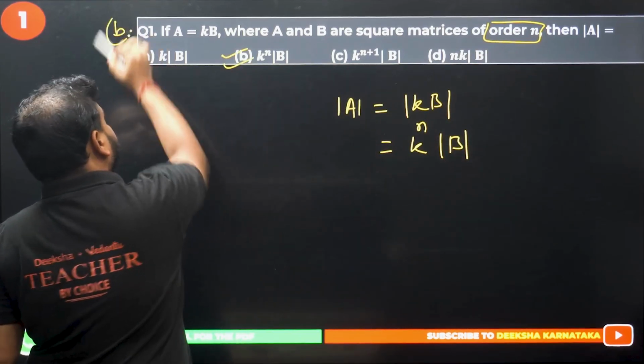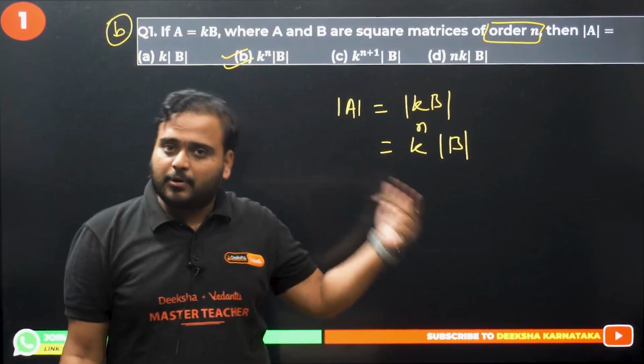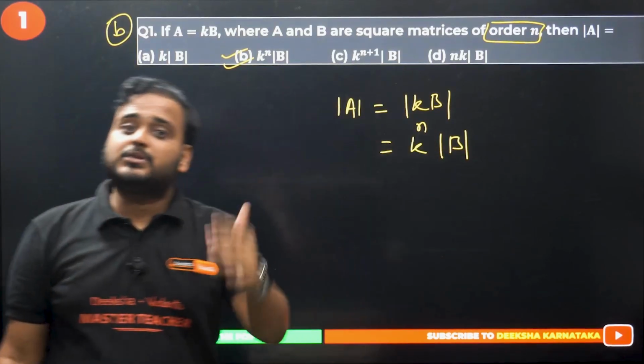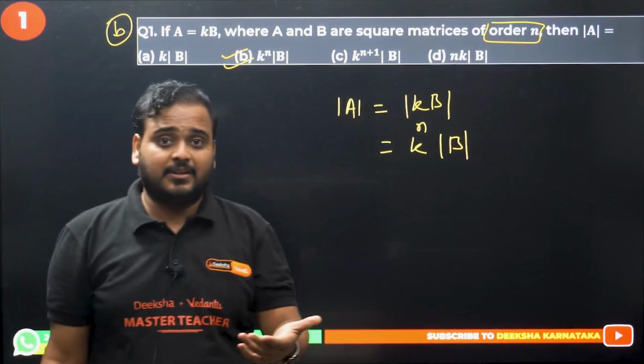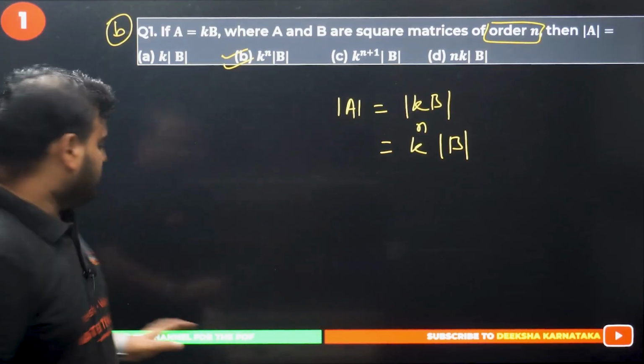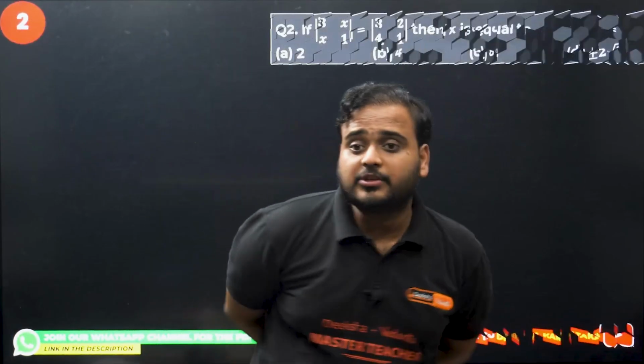Question number 1. Okay, it's a direct property, you don't have to remember any of this. It's a formula that you end up using in a lot of problems, even in KCET as well. Okay, very important property of determinant. Let's move on to question number 2 now. Question number 2 is coming up.